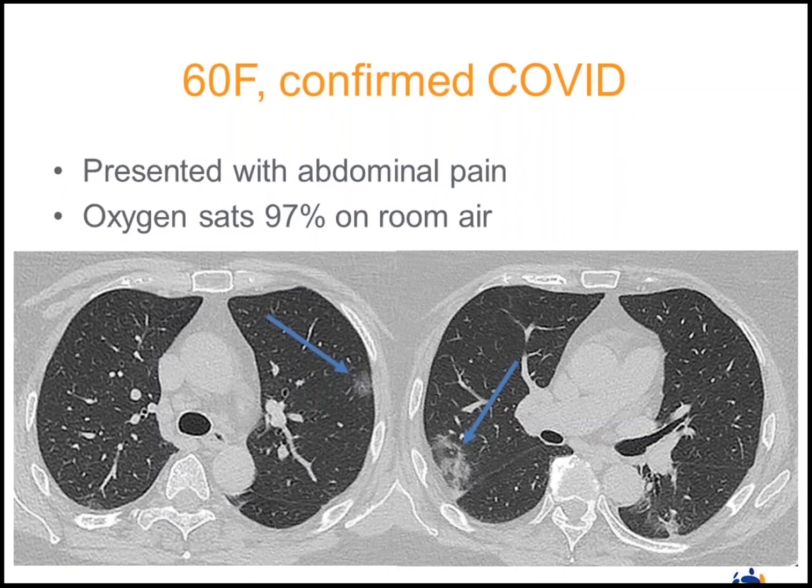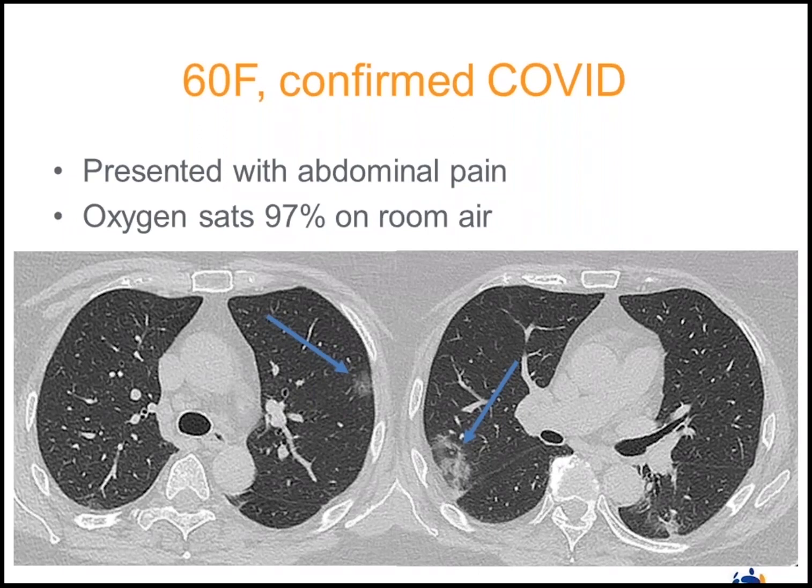And here we have another patient, a 60-year-old lady this time, who is confirmed to have COVID on the PCR testing. And she has presented with abdominal pain. And her oxygen sats are 97% on room air, which is not too bad. But her CT shows multiple small peripheral areas of ground glass opacity in the bases.